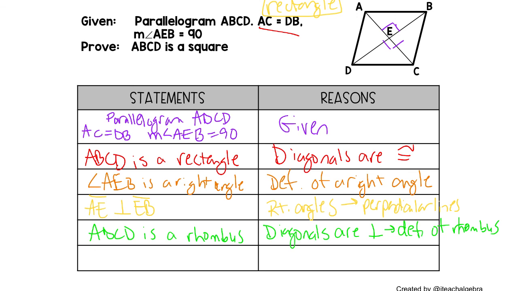And last but certainly not least, we know that ABCD is a square because it's a rectangle and a rhombus. Rectangles and rhombi combine together to make squares.